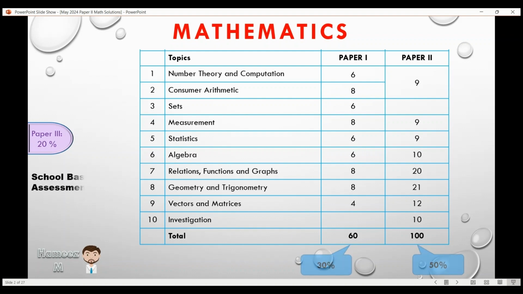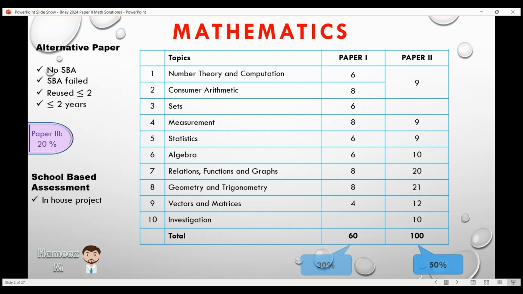That third paper can be considered to be the SBA, or school-based assessment, and that's an in-house project. Or it can be an alternative paper, and that would be for students who have no SBA, or who did the SBA and were not successful, or who used it more than once, or the SBA has been more than 2 years old.